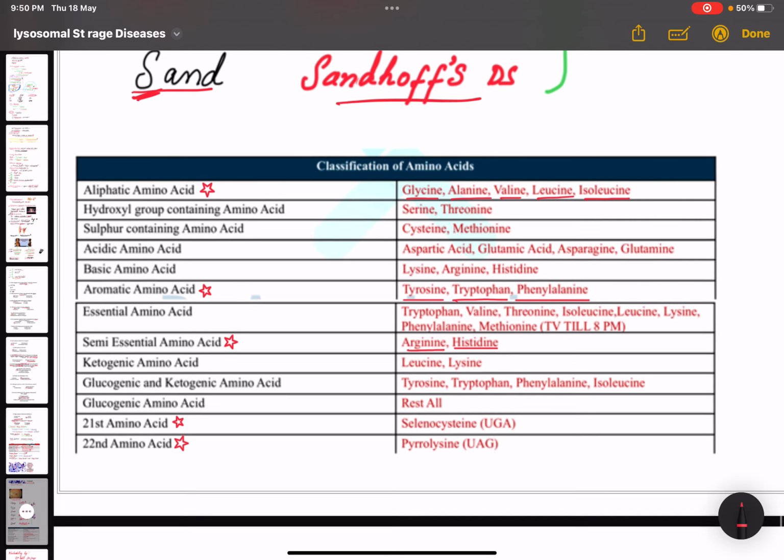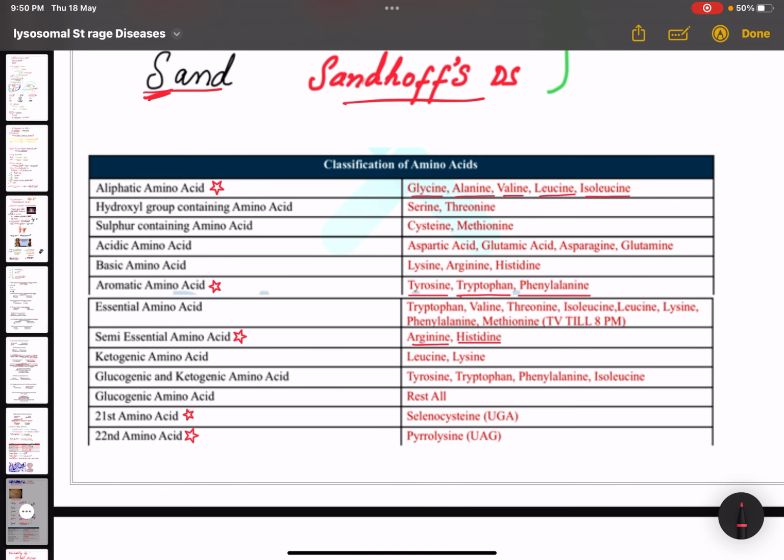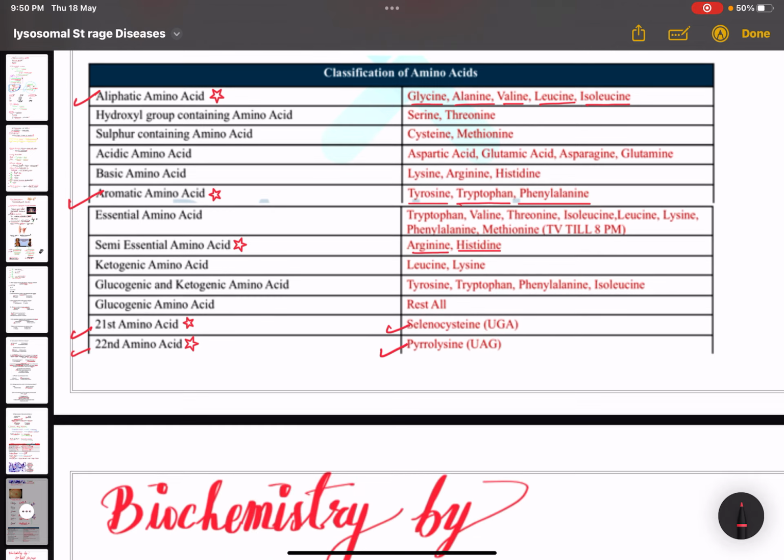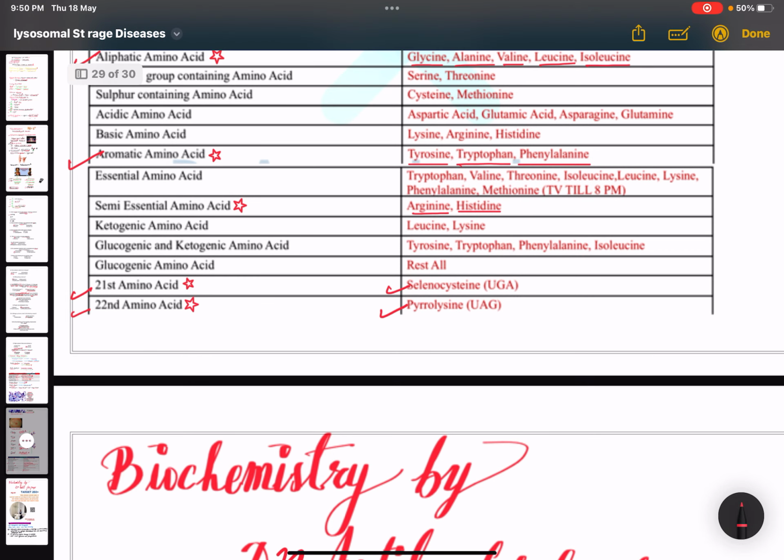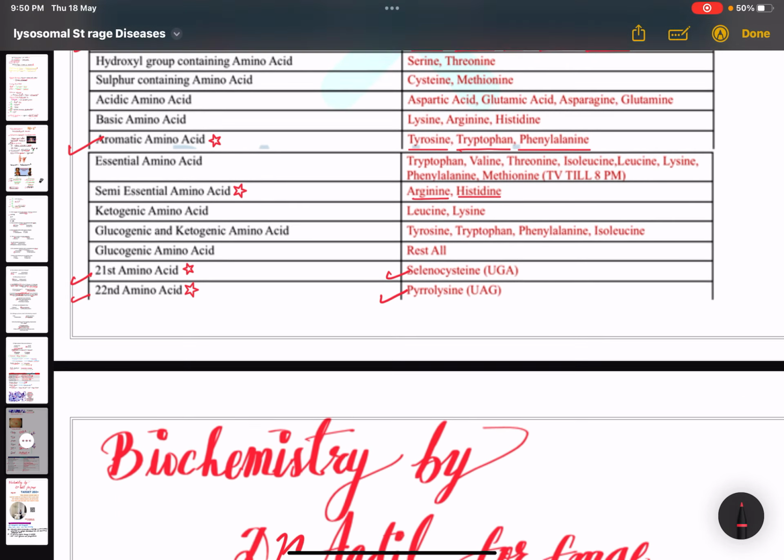Here I have mentioned this classification of amino acids, and I have marked the red star on those which are very important. Aliphatic amino acids include glycine, alanine, valine, leucine and isoleucine. In aromatic amino acids, we have tyrosine, tryptophan, and phenylalanine. Semi-essential include arginine and histidine. The 21st amino acid is selenocysteine, and the 22nd amino acid is pyrrolysine. I hope you will remember all these amino acids which I have marked with a red star.